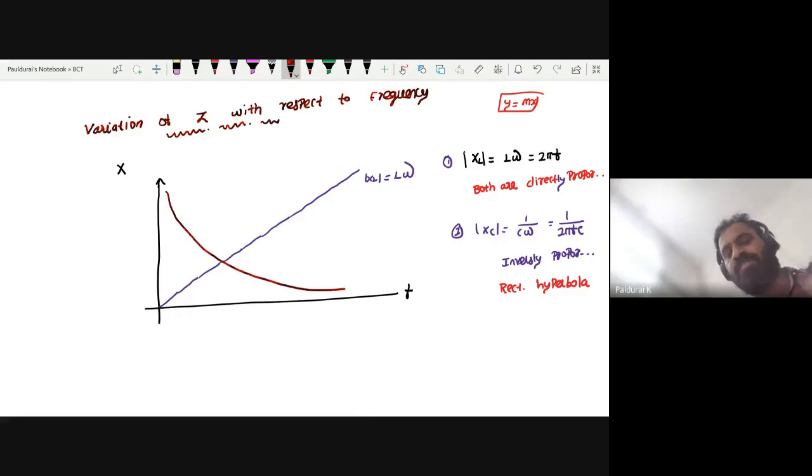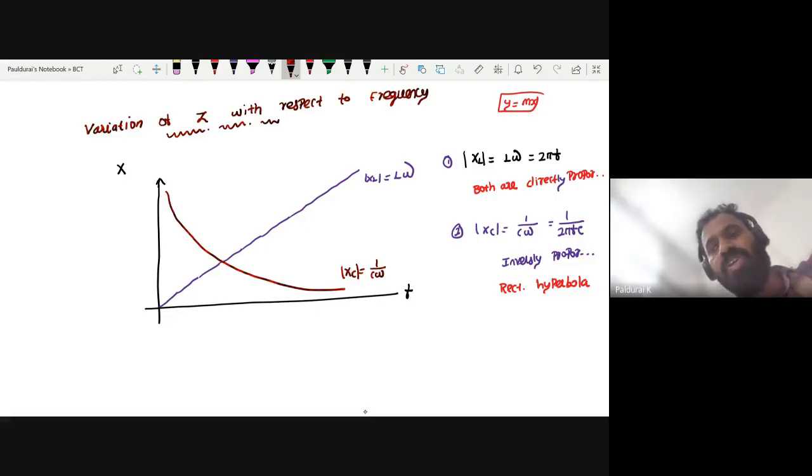If we draw this, you will get a curve like this, and this is my XC equals 1 by C omega, the magnitude of XC. Now listen carefully. For XL, L omega, 2 pi f, both are directly proportional, so you will get a straight line. If you sketch XC, you will get a rectangular hyperbola, because both are inversely proportional to each other.